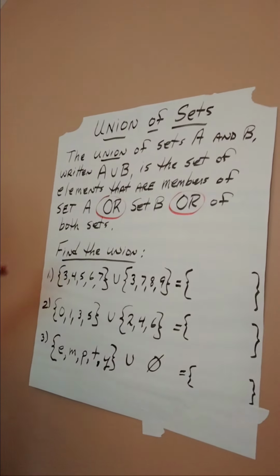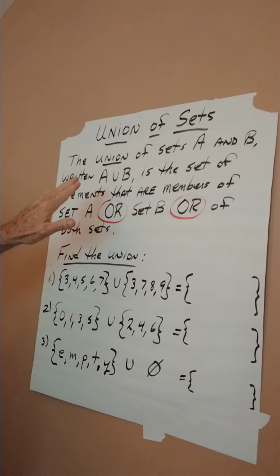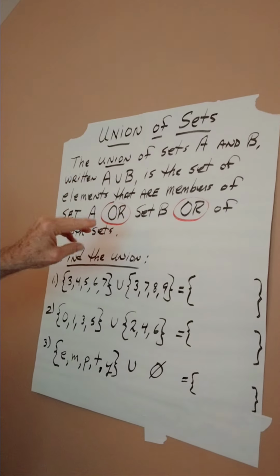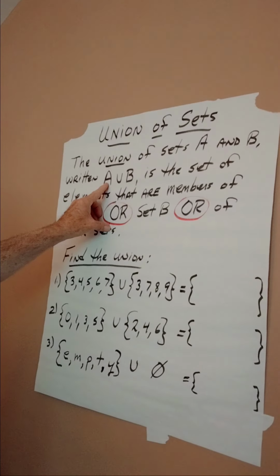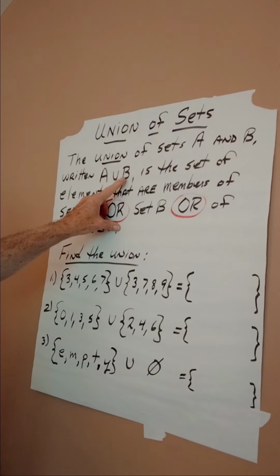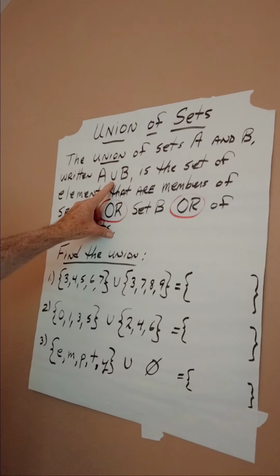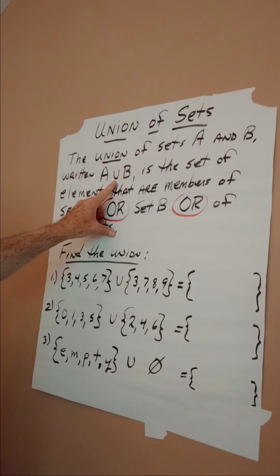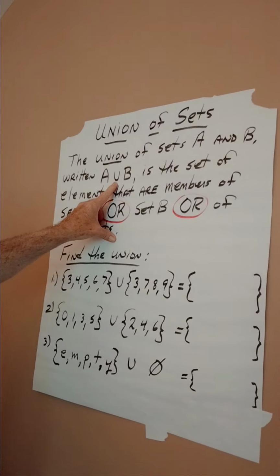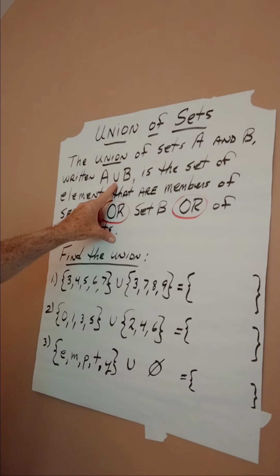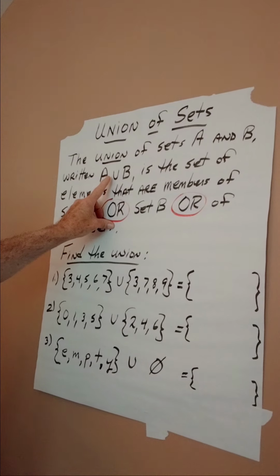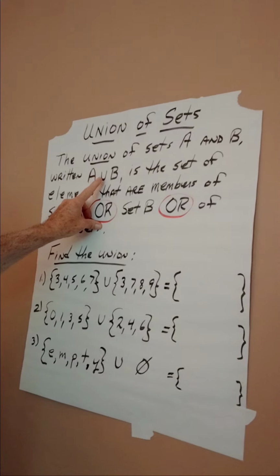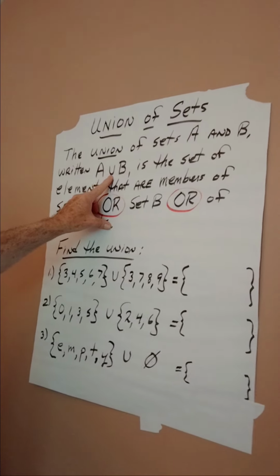And here's what it is. The union of sets A and B, written A union B. Now I'll hold my finger right there to that symbol. It's a U, and it stands for union. Recall the other one where we had the hump, that stood for intersection. But this stands for union.